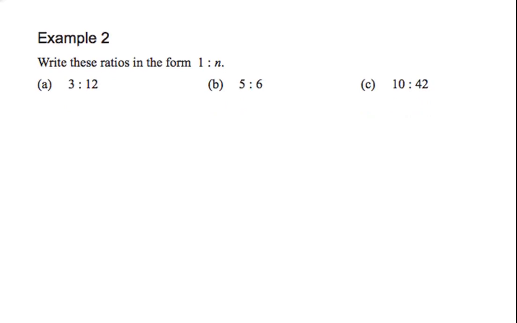Okay, so let's do A. 3 to 12. We want 1 on the left side and we want whatever value, maintaining an equivalent ratio, on the right side. So we're going to divide 3 by 3, and since we do that to the left side, we're going to divide 12 by 3. That's kind of an ugly 3, but you know what I'm doing. 3 divided by 3 is 1, and 12 divided by 3 is 4. So there's A.